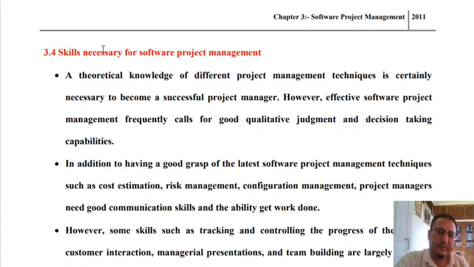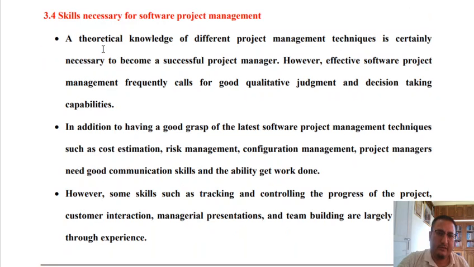So the first and important skill that is required is a good theoretical knowledge about different project management techniques, which is certainly necessary to become a successful project manager. A software project manager should have a good theoretical knowledge about the various project management techniques. However, effective software project management frequently calls for good quality decisions, good judgment, and decision-making capabilities. A very effective manager should be capable of making quality decisions and good quality judgment at the need of the hour, right?